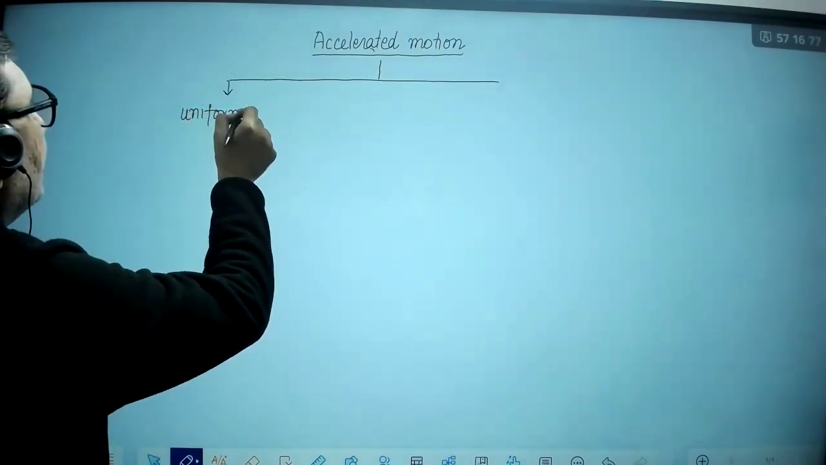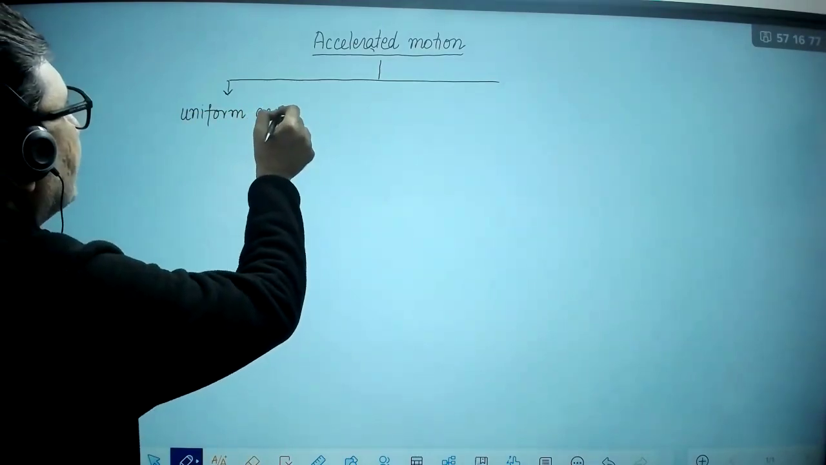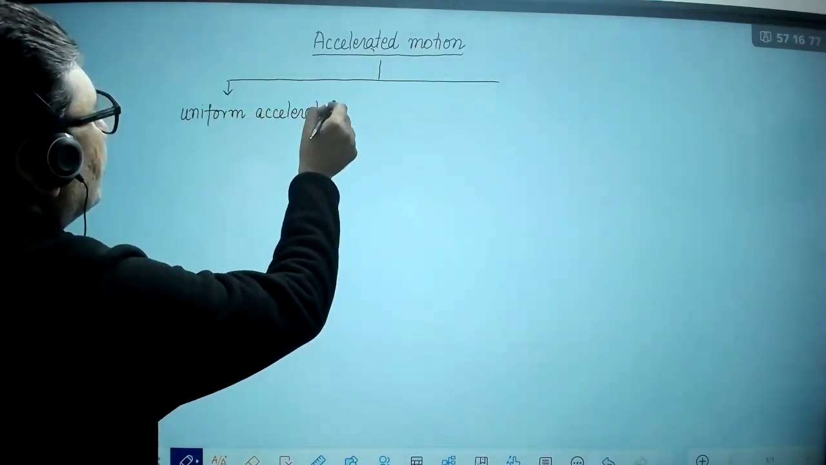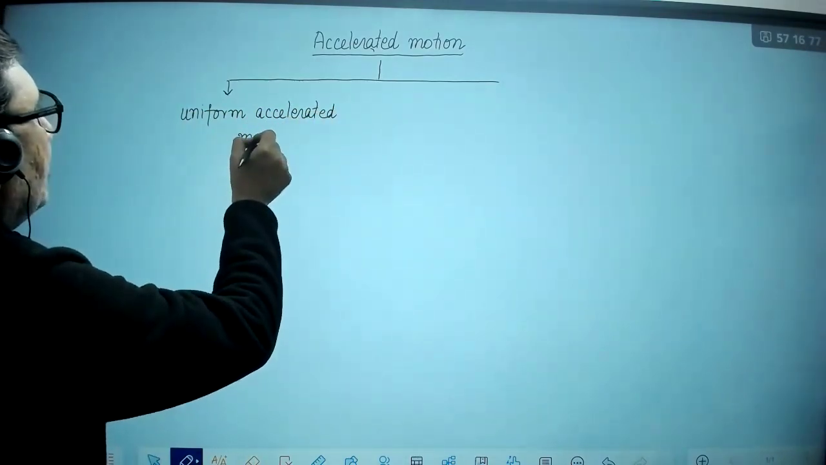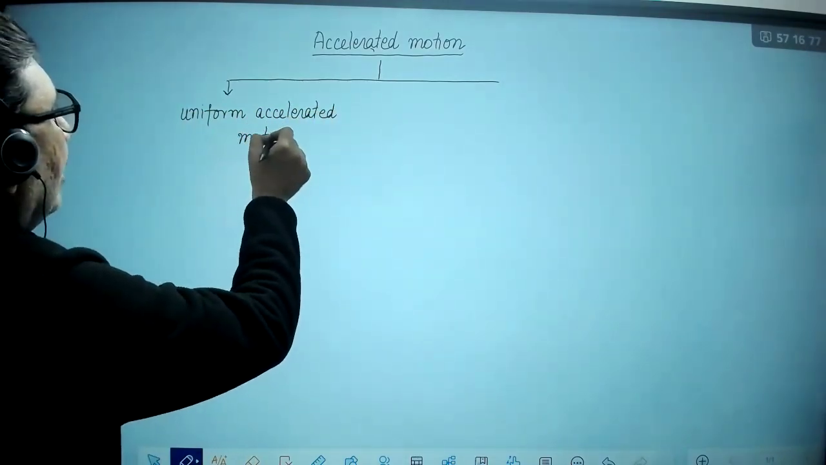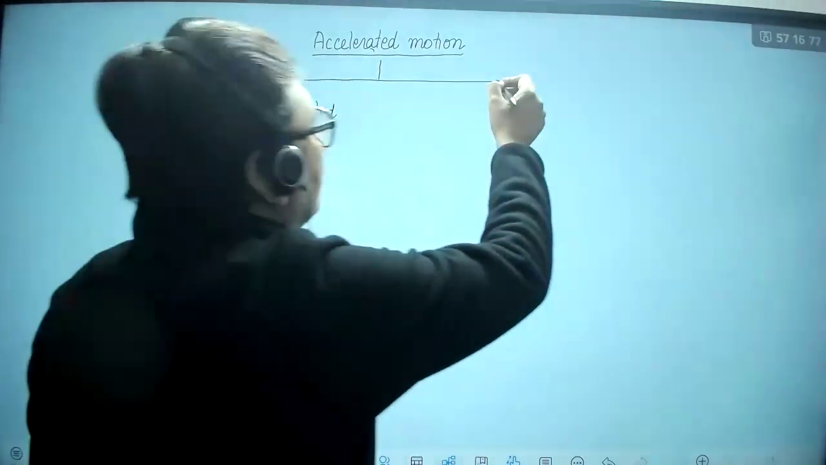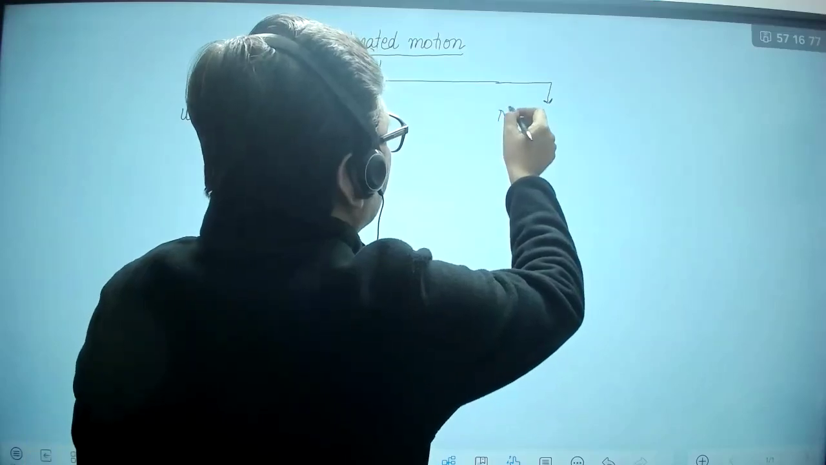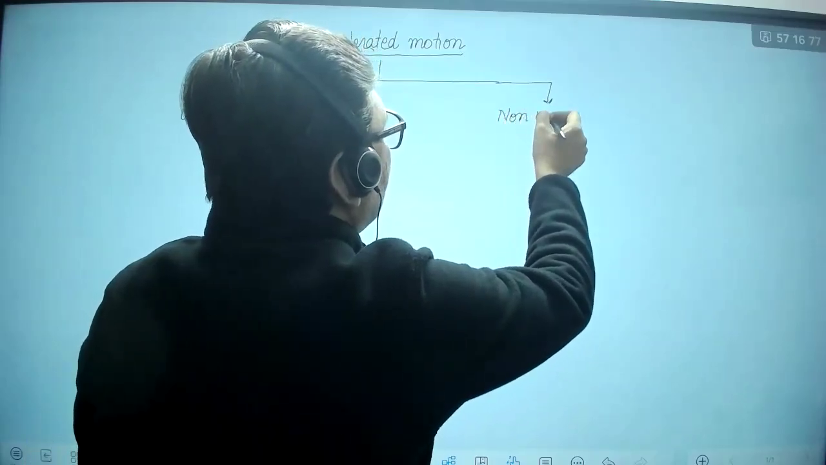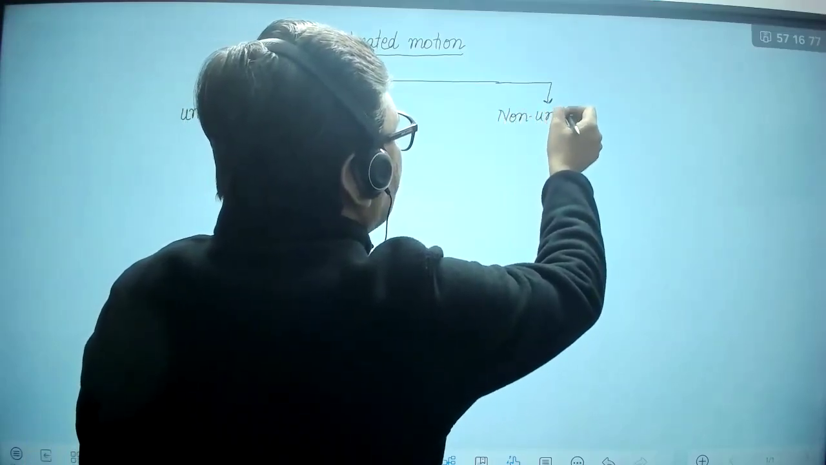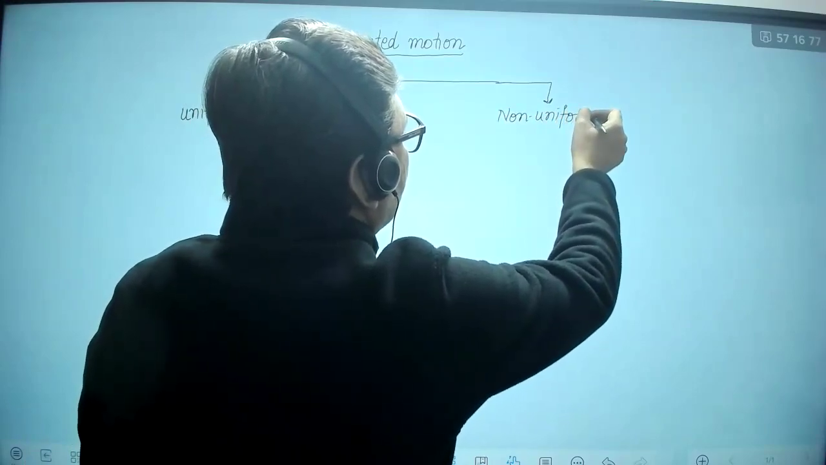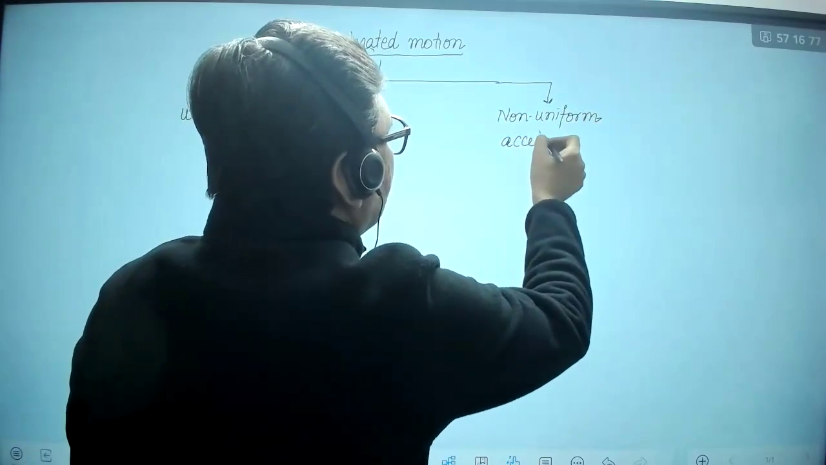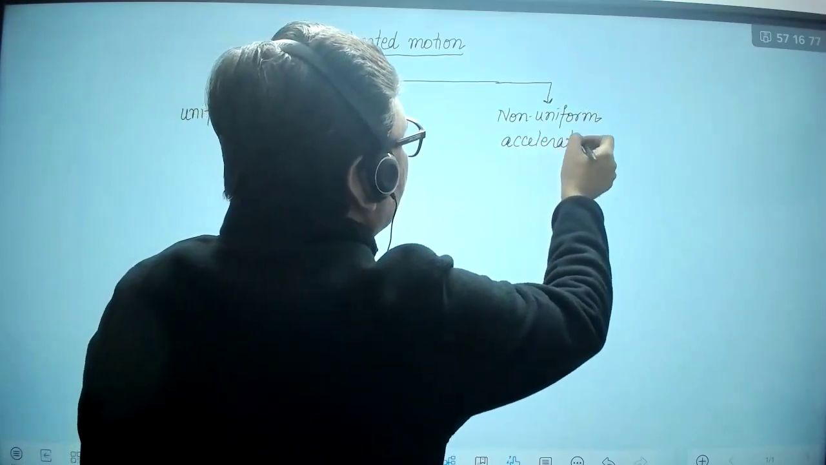Uniform accelerated motion. And second will be non-uniform accelerated motion. Second is non-uniform accelerated motion. Accelerated motion.